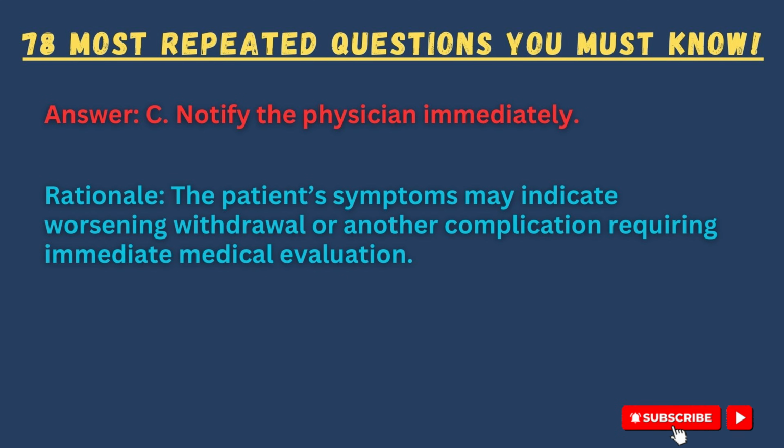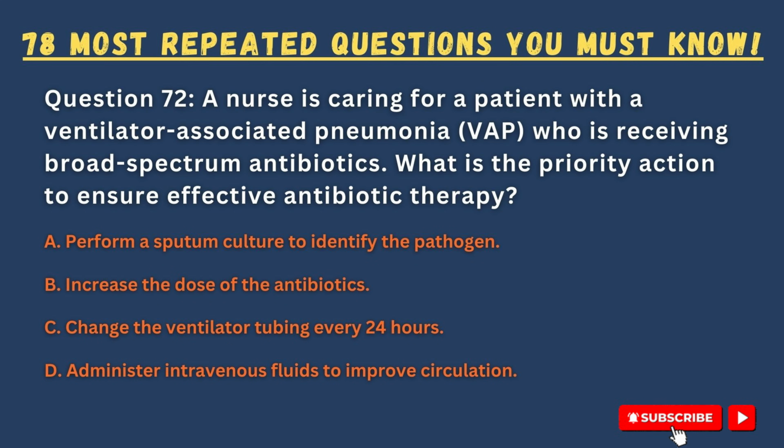Answer. C. Notify the physician immediately. Rationale. The patient's symptoms may indicate worsening withdrawal or another complication requiring immediate medical evaluation. Question 72. A nurse is caring for a patient with a ventilator-associated pneumonia, VAP, who is receiving broad-spectrum antibiotics. What is the priority action to ensure effective antibiotic therapy?